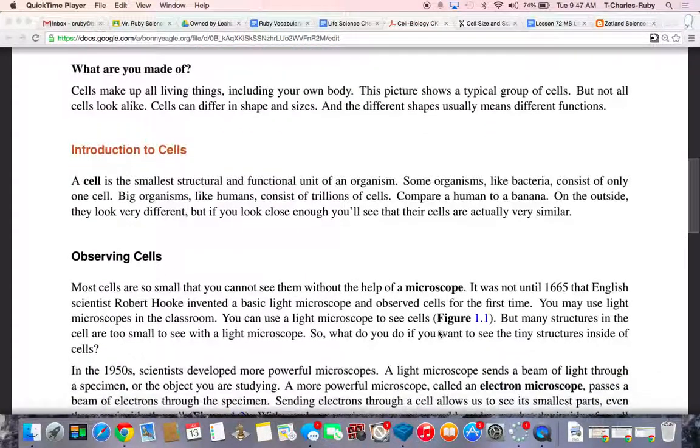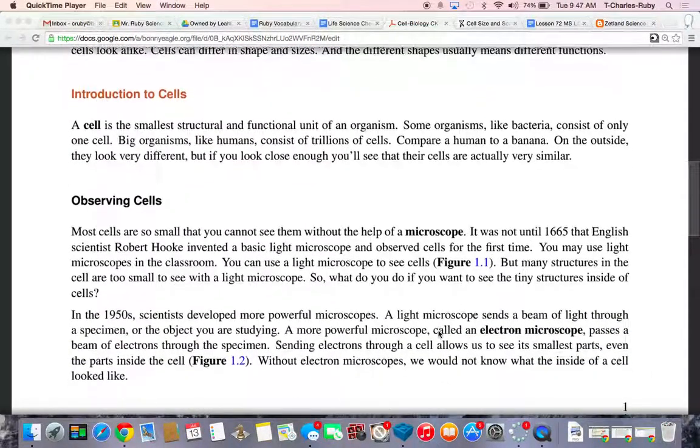Observing cells. Do you want to read, Sean? No. Okay. Most cells are so small you cannot see them without the help of a microscope. It wasn't until 1665 that English scientist Robert Hooke invented a basic light microscope and observed cells for the first time. You may use light microscopes in the classroom.